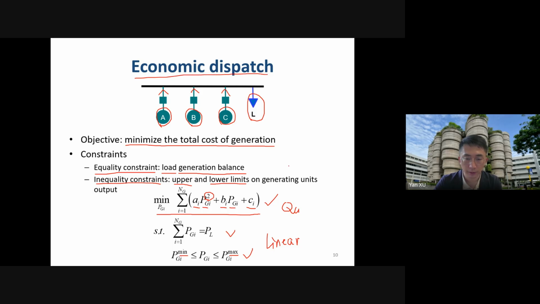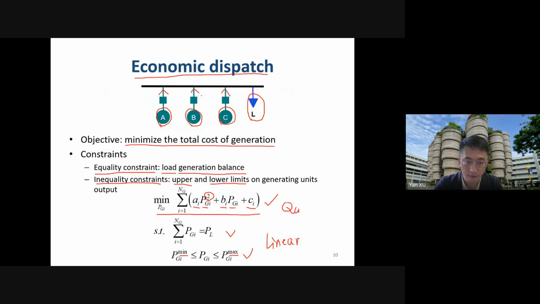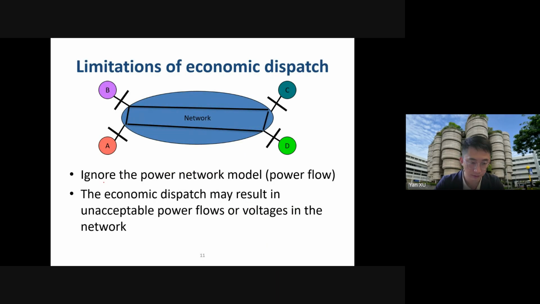So economic dispatch, you can see, is very simple, very straightforward. So it's very basic, and it has a lot of limitations or inadequacies. Now, first one, you can see that the economic dispatch does not consider the network, right? We just consider the 3 generators supplying the load, but where is the network, the power grid? It is not considered. So the economic dispatch ignores the power flow model.